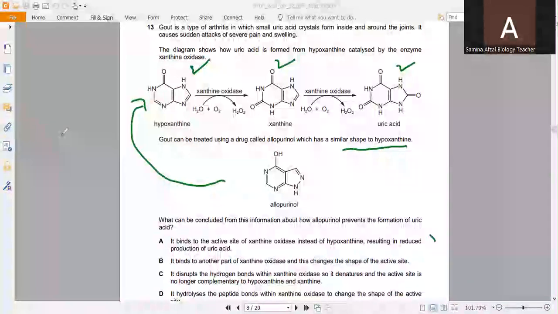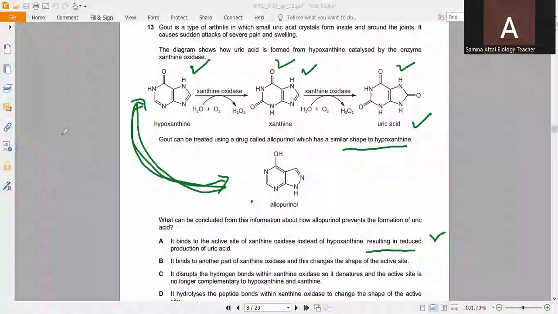It can be a correct option because it is a competitive inhibition. Both of them will compete for the active site. So this allopurinol will bind itself on the active site, due to which there will be no formation of xanthine and uric acid. There will only be reduced formation of the uric acid.